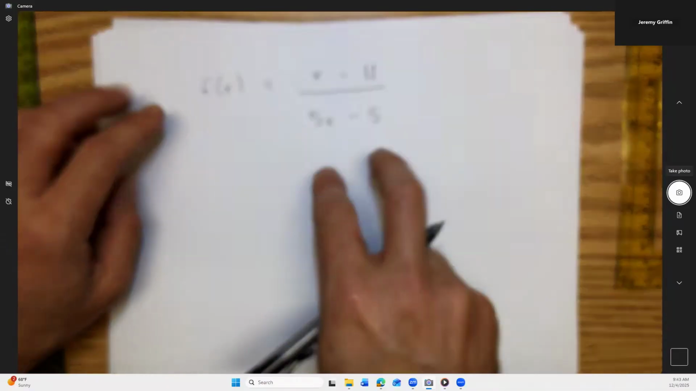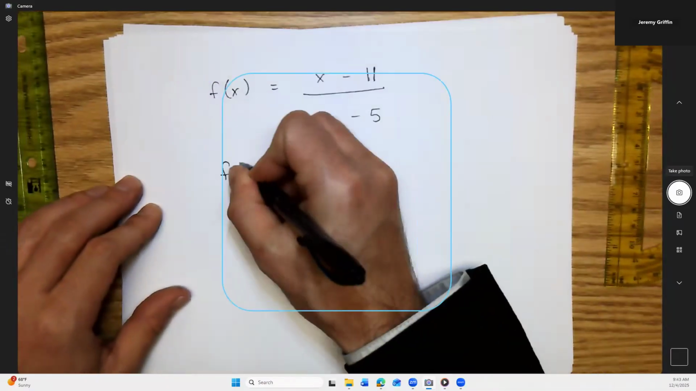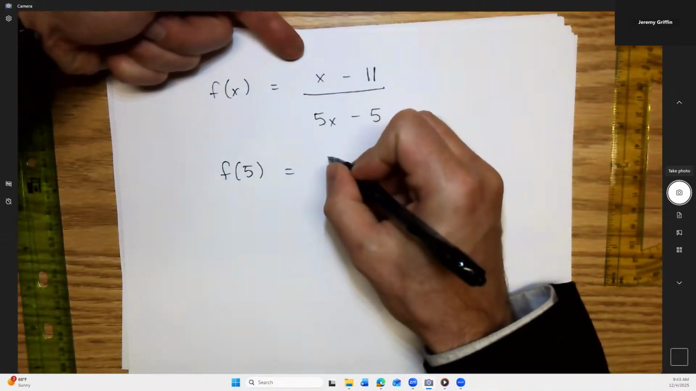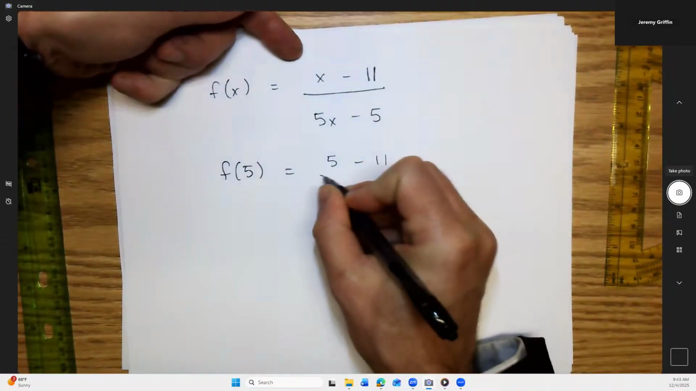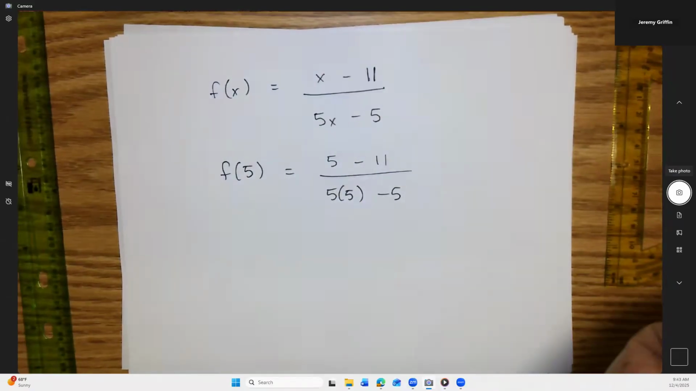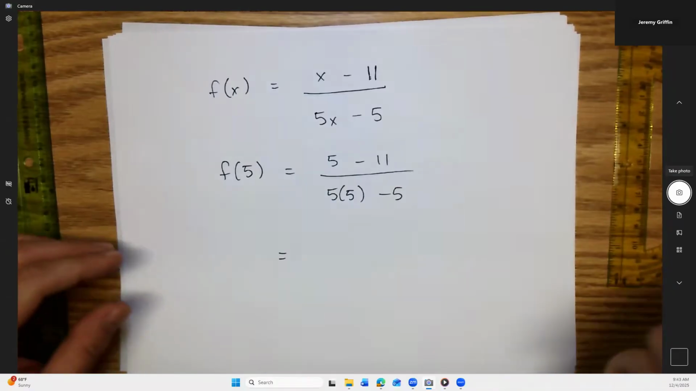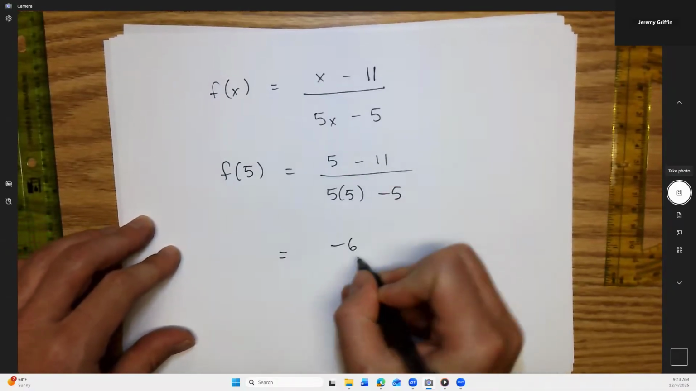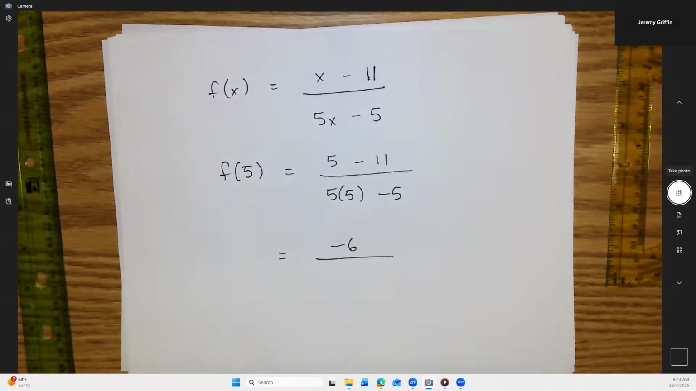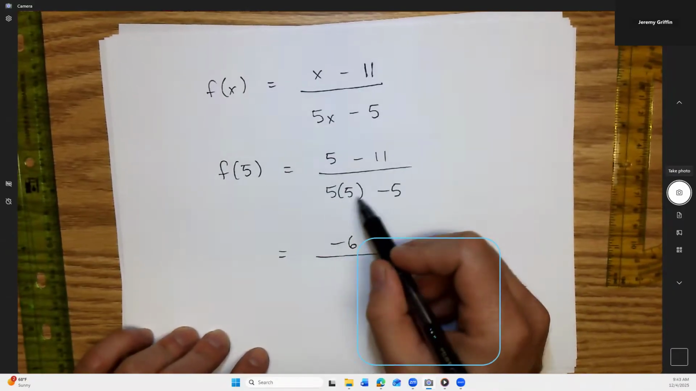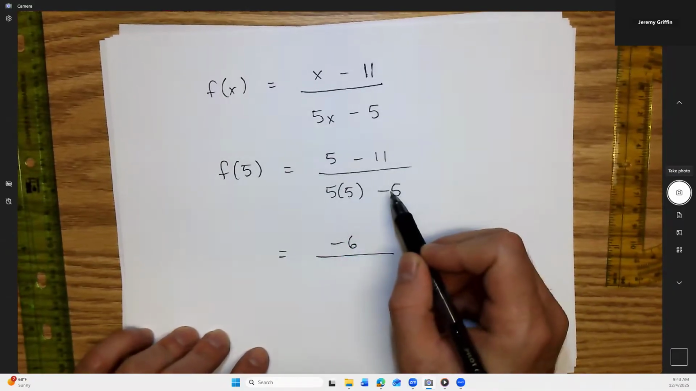All right, so here's the function, and the question was, what is f of 5? Make this an equation. Where the x goes, you just put 5. So 5 minus 11, divided by 5 times 5, and then minus 5. Well, 5 minus 11 is negative 6. And then 25 minus 5 is 20.